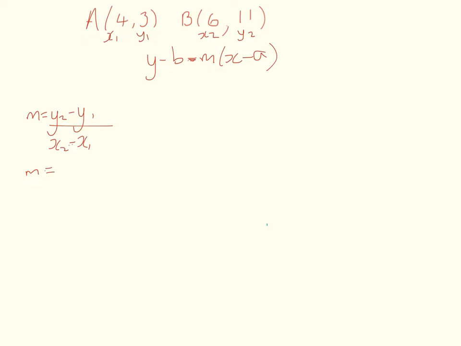m equals 11 take away 3 over 6 take away 4. So my gradient is going to be 8 over 2. If it's a fraction, you can have a value for it. 8 over 2, 8 divided by 2 is 4. So my gradient is 4.